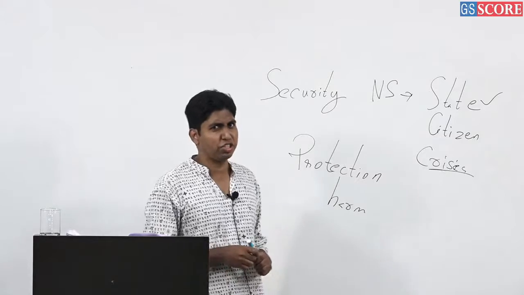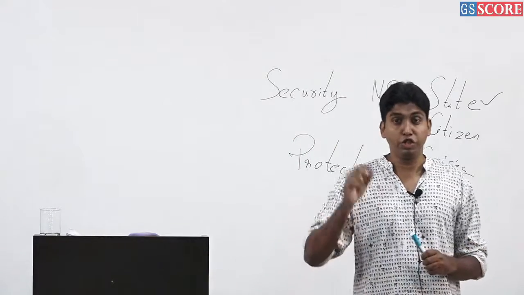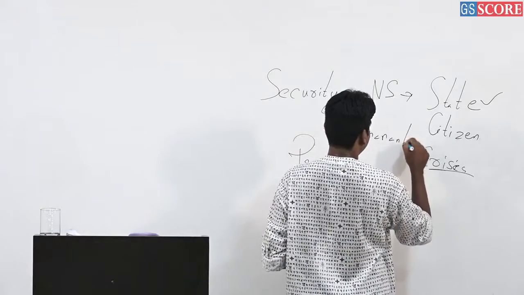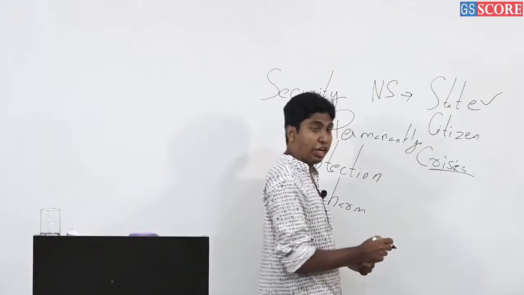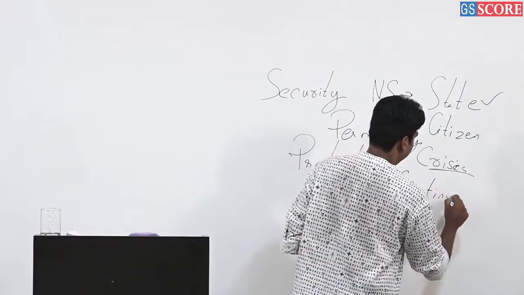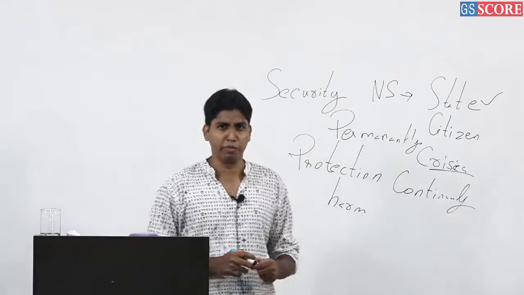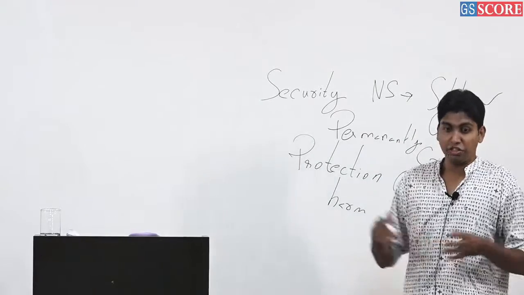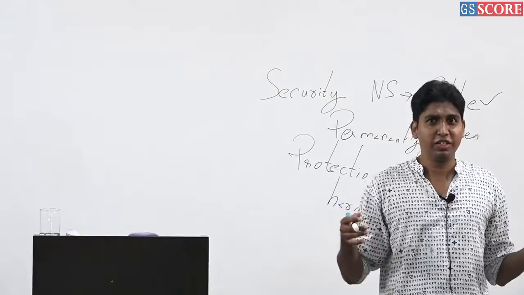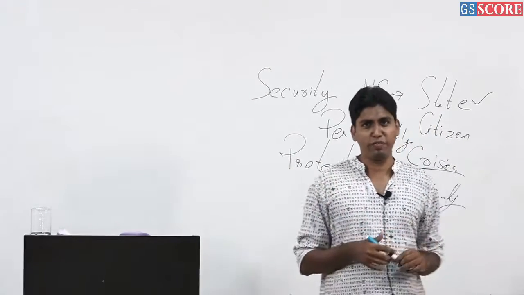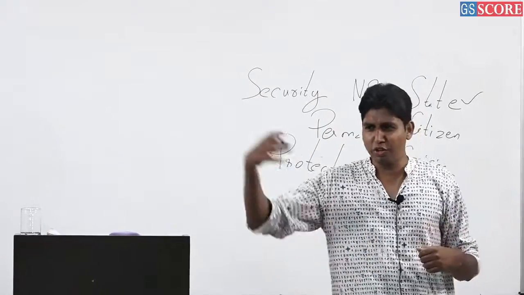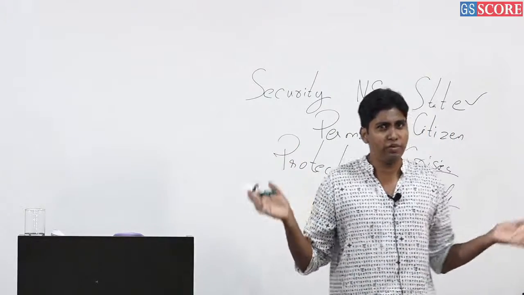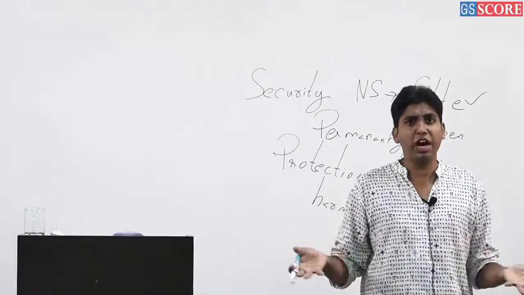Then another feature of this national security is that it should be permanently protected, then continuously enhanced. What do you mean by permanently protected and continuously enhanced? Permanently protected implies that until India is on this earth, until we are part of this state, we need protection. Internal security is not for 50 years or 100 or 200 or 500 years. We need it all the time. All the time we need protection from harm. The state should guarantee it.